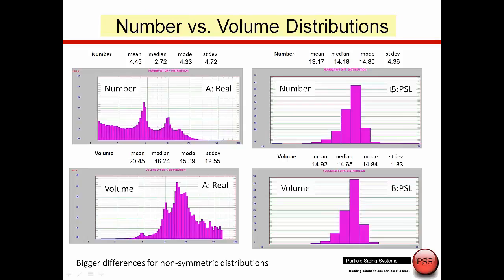Another way to think of it is we will do many measurements on the volume-based distribution, but if we're comparing results to another technique like a microscope, that inherently gives you a number distribution. So if we're going to compare to a microscope, then we might do this conversion from volume to number. But be aware, for non-symmetric distributions, this conversion from volume to number can get quite tricky.